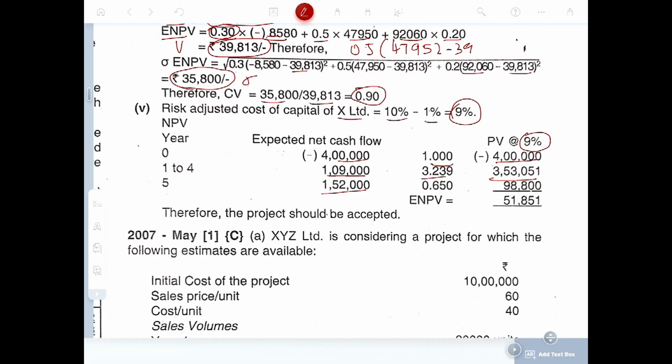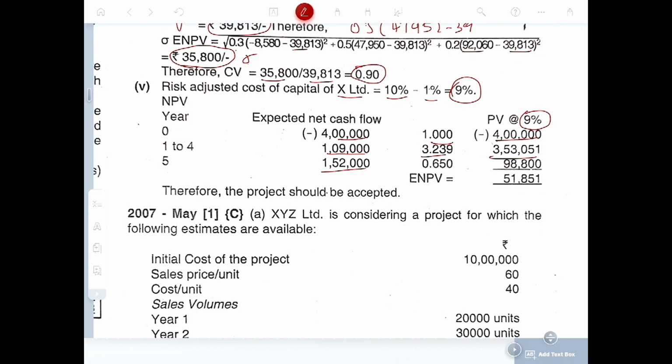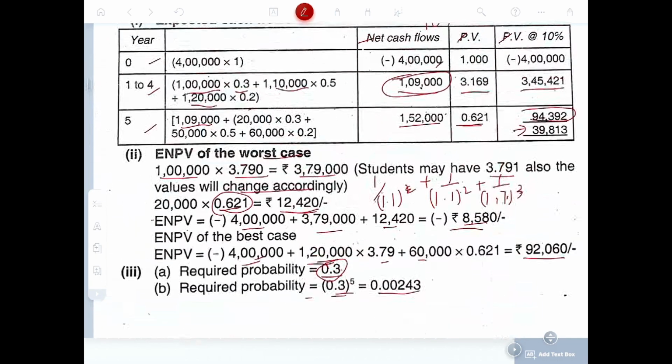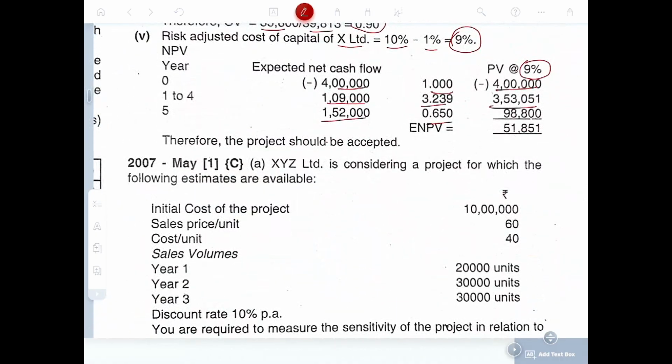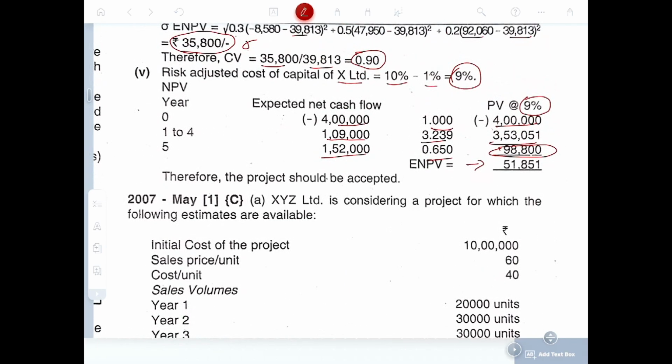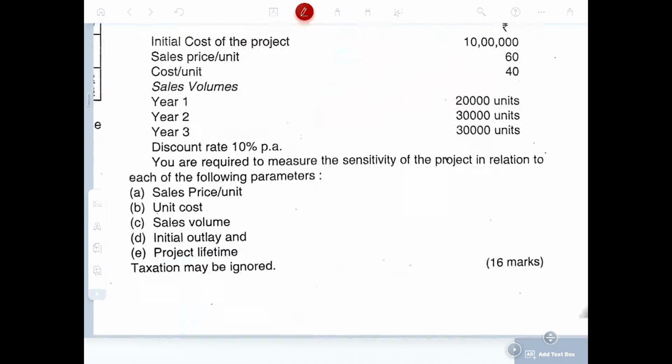So 1.9, now 383, and out of 50 year, 1,52,000. Out of this, 0.65, it's 16,98.80. So total net present value is 51,851. The project should be accepted. Very good. Okay, very good.